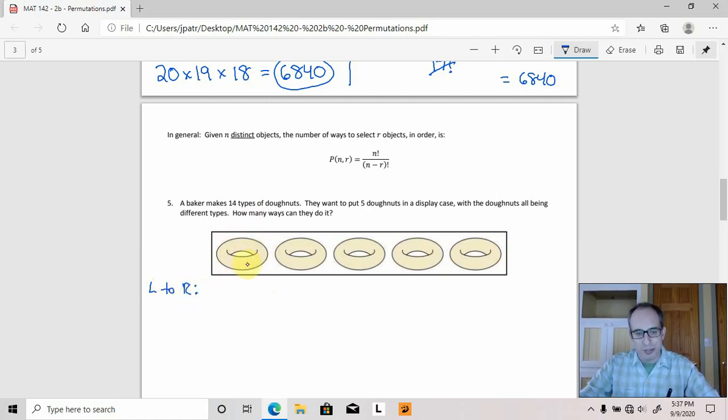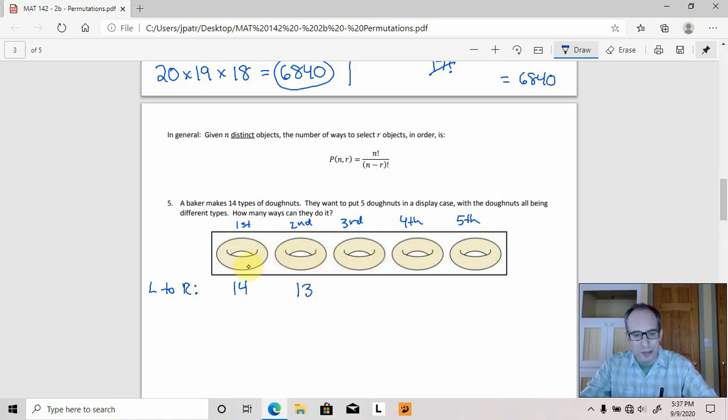But if this is the first donut, right? So I'm just kind of thinking of this as first, second, third, fourth, fifth. And then I'm saying, all right, for the first donut, I have 14 options because they make 14 kinds, right? Then whatever I use the first time, I can't use here, but I could use any of the other ones. So then I've got 13.